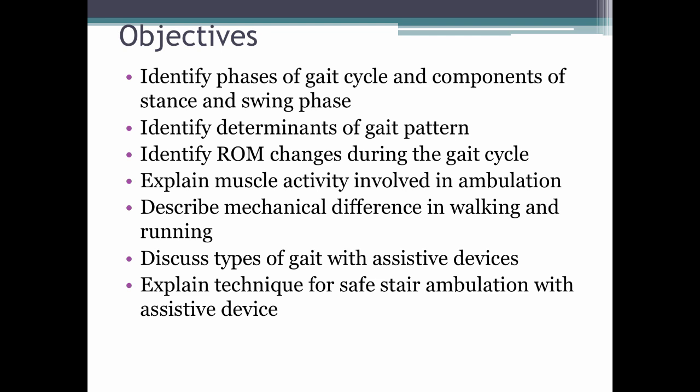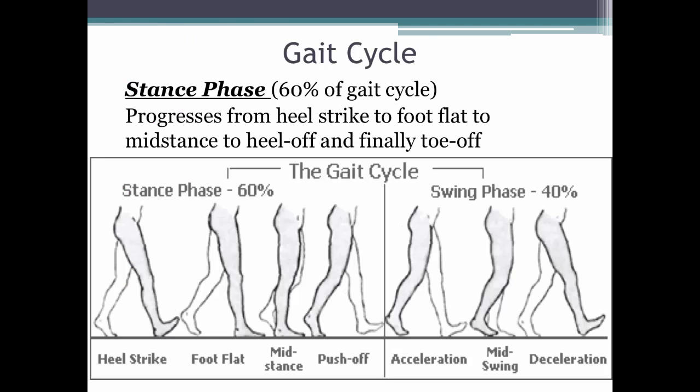Our objectives are to identify the phases of the gait cycle and components of stance and swing phase, identify determinants of the gait pattern, identify range of motion changes during the gait cycle, explain muscle activity involved in ambulation, we'll describe the mechanical difference in walking and running, we'll discuss types of gait with assistive devices, and lastly, we'll explain techniques for safe stair ambulation with assistive device.